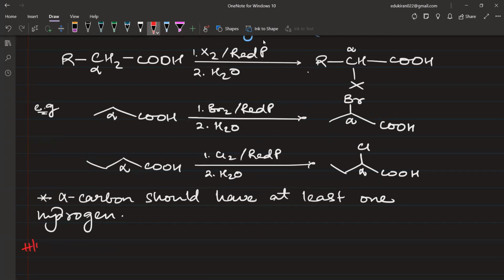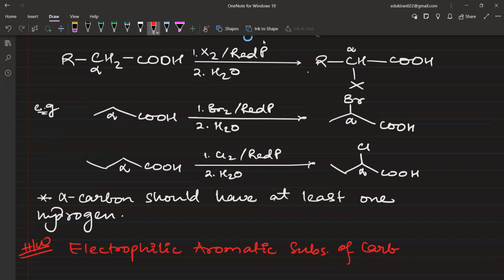In homework, you will write the two electrophilic aromatic substitution reactions of carboxylic acid. Write this down. You let me know once you're done.